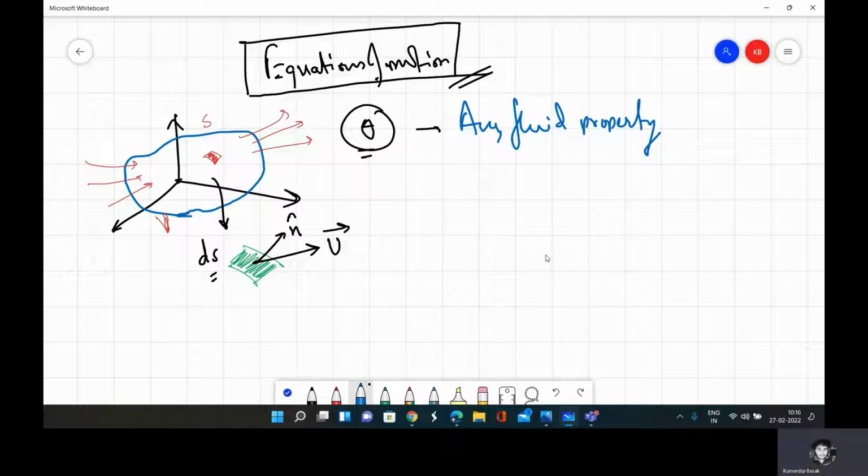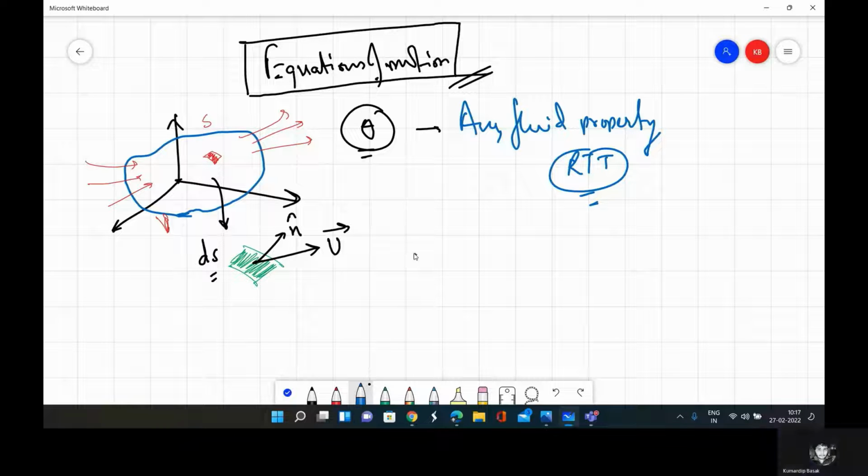This is any fluid property. Now, this is the important mathematical part, that we now write the conservation principle of that fluid property in this control volume. And for doing that, we are using the Reynolds transport theorem. So we are writing the conservation principle for theta in that fixed control volume using Reynolds transport theorem, RTT. If we do that, what will we get?